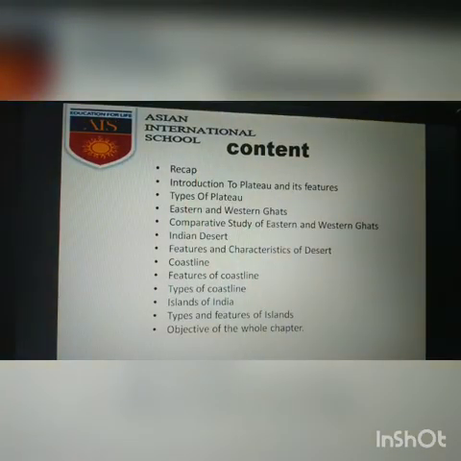Content that we are going to cover today are recapitulation again, introduction to plateaus and its features, types of plateau, Eastern and Western Ghats, comparative studies of Eastern and Western Ghats, Indian desert, features and characteristics of desert, coastline, features of coastline, type of coastline, islands of India, types and features of islands, objectives of the whole chapter, then the chapter will be finished.